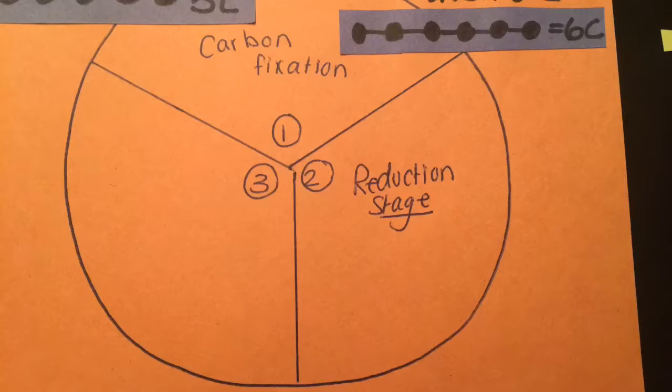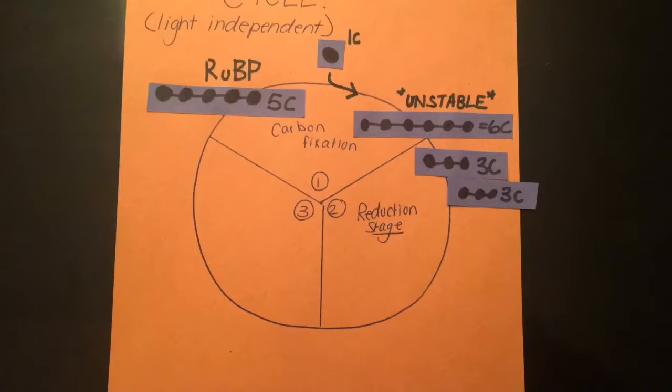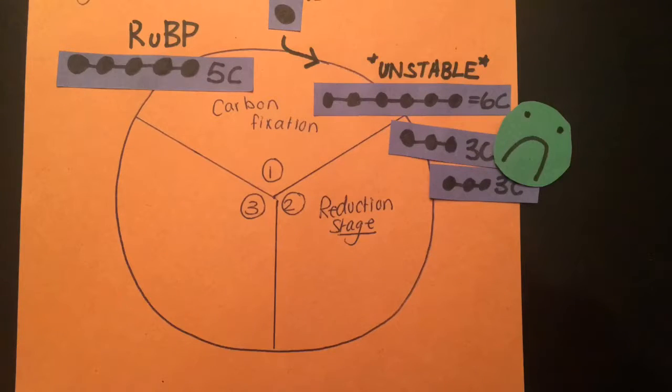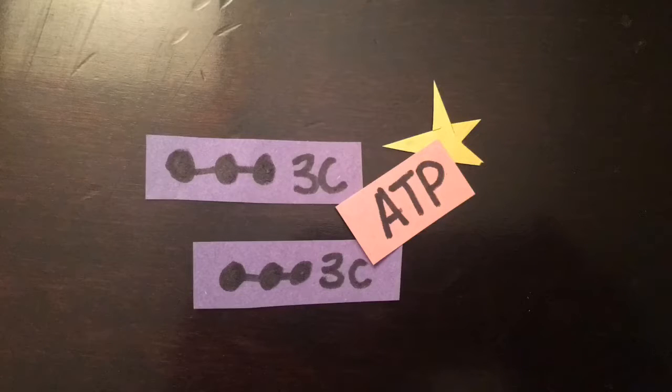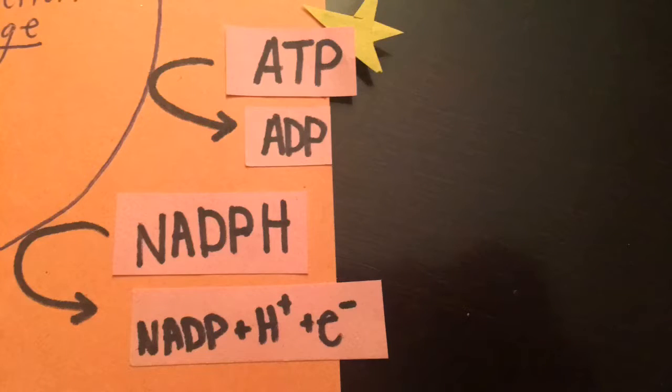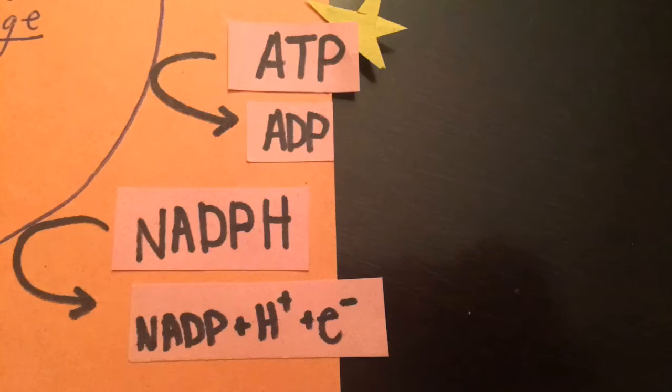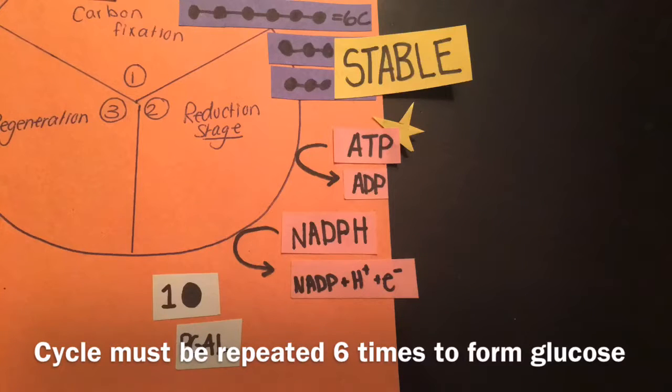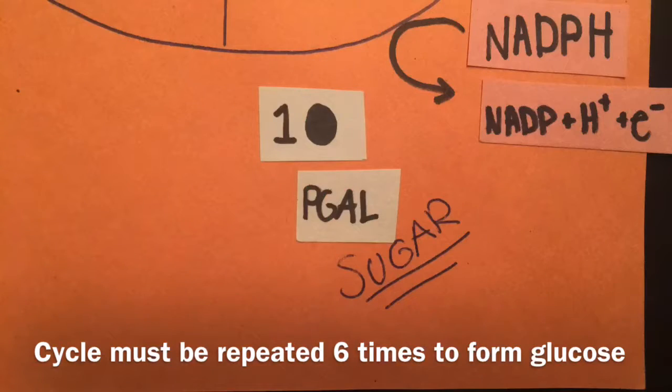Our second stage is the reduction stage, which starts with the 3-carbon compounds, but they are in a low energy state. So, they must be activated by ATP, which we can see here, as well as be reduced by NADPH. The result of this reaction is a molecule of PGAL, which is the output of the reduction stage.